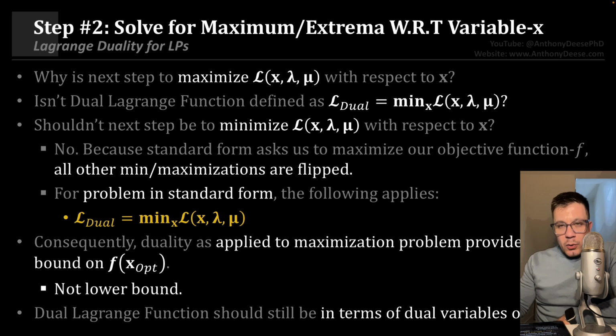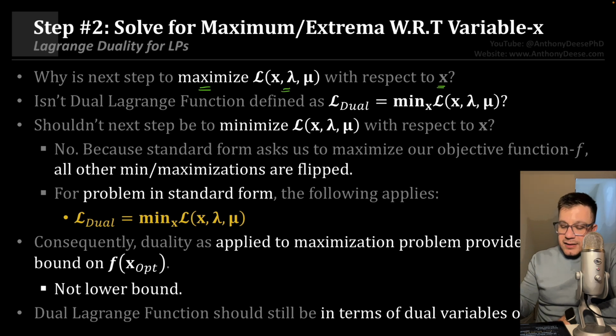Okay, so we're following the general steps that we've used in previous optimization problems, right? When we applied the duality principle previously, our first step was to minimize the Lagrange function with respect to x, but that was the case where we had a minimization problem. Now we have a maximization problem, so we flip everything. So the next step is to maximize our Lagrange function with respect to x.